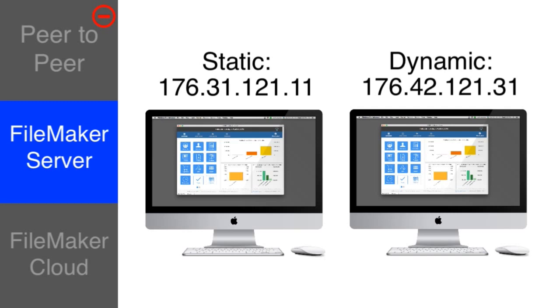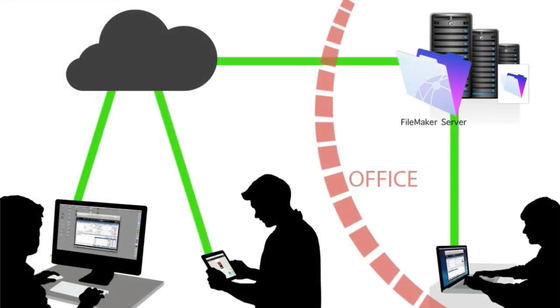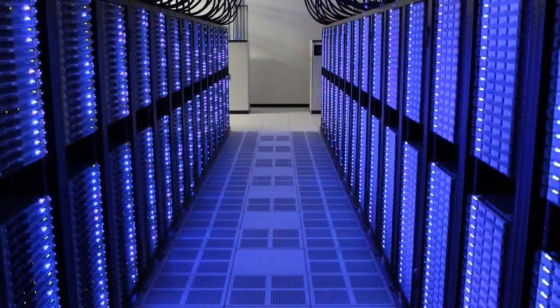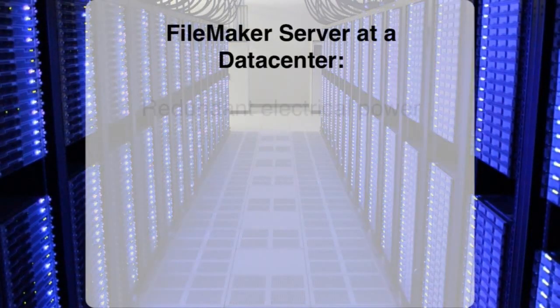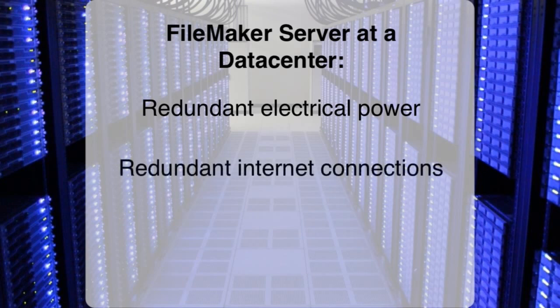Now, when installing your FileMaker Server, you can install the Mac or Windows system in your local office, or you can arrange to have that server installed up in a data center somewhere. You can actually take that physical hardware and have someone host it in their data center. So that's another option as well. Of course, hosting a FileMaker Server up in a data center is going to provide you with redundant electrical power, redundant internet connections, and some level of technical support should there be a problem.